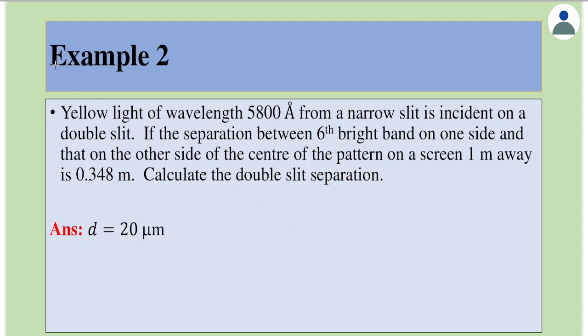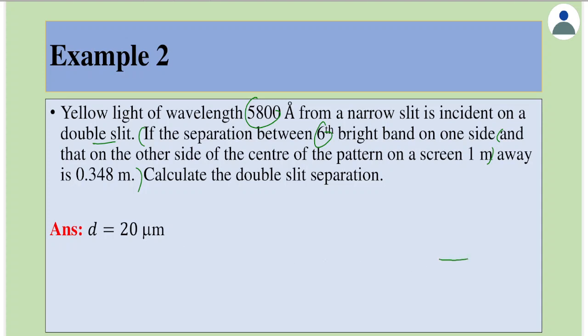Example 2 says, yellow light of wavelength 5800 angstrom from a narrow slit is incident on a double slit. If the separation between the sixth bright band on one side and that on the other side of the center pattern on a screen 1 meter away is 0.348 meter, then calculate the double slit separation. So the second sentence is quite lengthy, but let's break it into small parts and understand it. If the separation between the sixth bright band on one side, you forget this part because it's about the screen distance, on one side and on the other side is 0.348 meter.